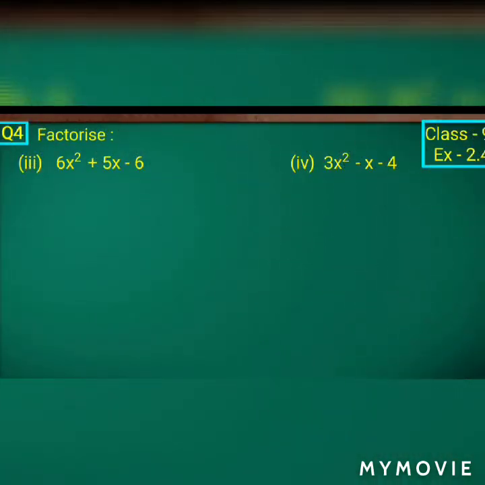So the next problem is 6x square plus 5x minus 6. Again 6 should be multiplied to the minus 6, isn't it? 6 into minus 6 which is giving what? Minus 36, isn't it? Now we have to find the factors of 36. So that we'll just start with the table 1, that is 1 into 36, 2 into 18, 3 into 12, 4 into 9, 9 into 4, or else 6 into 6 is also we are getting.